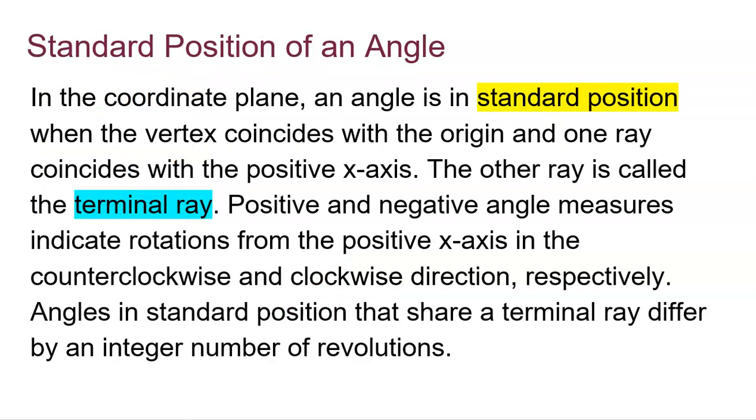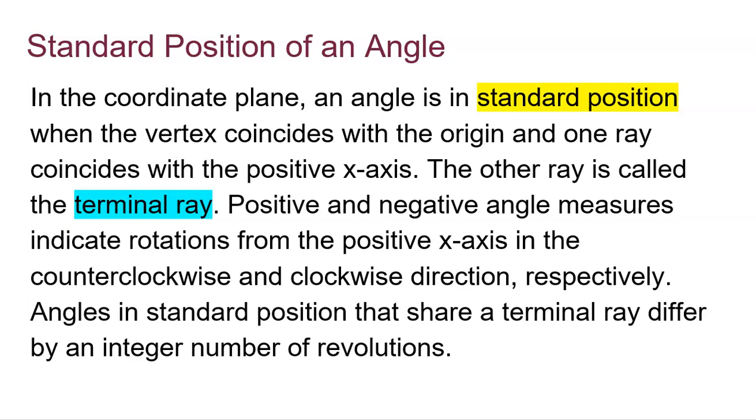So first off, angles need to be in what's called standard position. In the coordinate plane, an angle is in standard position when the vertex coincides with the origin and one ray coincides with the positive x-axis. The other ray is called the terminal side. Positive and negative angle measures indicate rotations from the positive x-axis in the counterclockwise and clockwise direction, respectively. Angles in standard position that share a terminal ray differ by an integer number of revolutions.